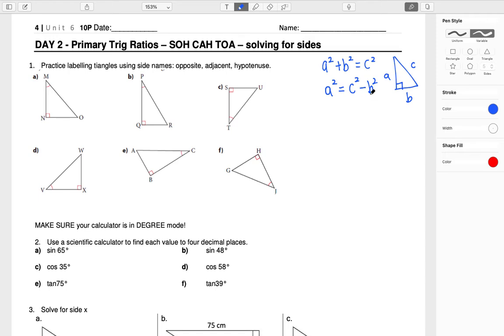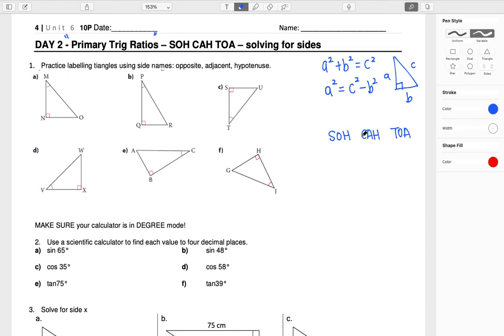Okay. Now, the Pythagorean theorem only works when we are working with a right angle triangle, and it is only involving the length, not angles. Okay. But if we are looking for angles, then we have to start using something called SOH CAH TOA. Okay. And these are the acronyms. We call it the primary trig ratios.